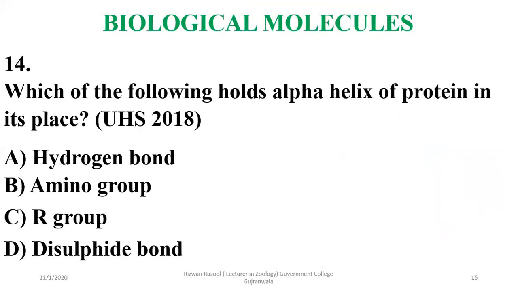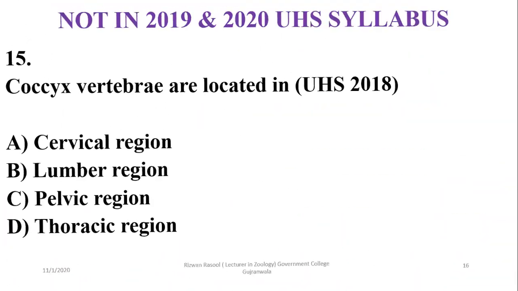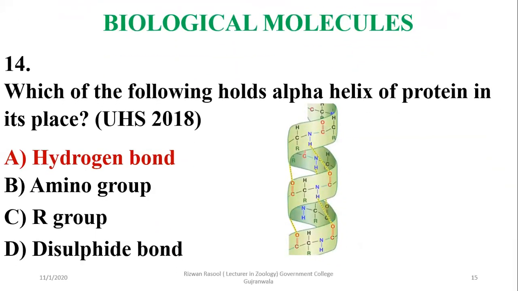Which of the following holds alpha helix of protein in its place? The secondary structure is held due to hydrogen bonds, so alpha is the right option. And this hydrogen bond is formed between amino group hydrogen of one amino acid and oxygen of carboxylic acid. So two groups participate in this hydrogen bond, and this hydrogen bond is different from the hydrogen bond of tertiary or quaternary level, which is formed in R chain atoms.